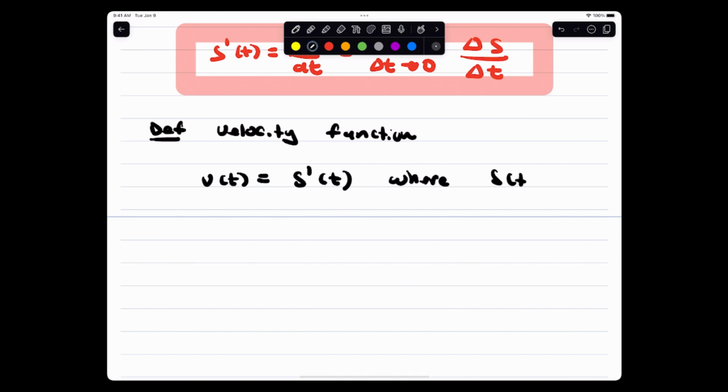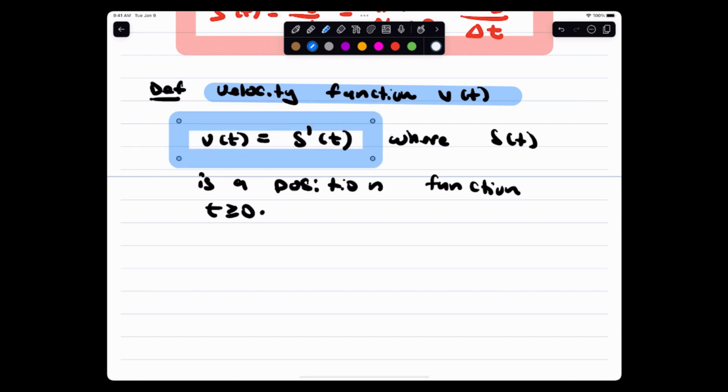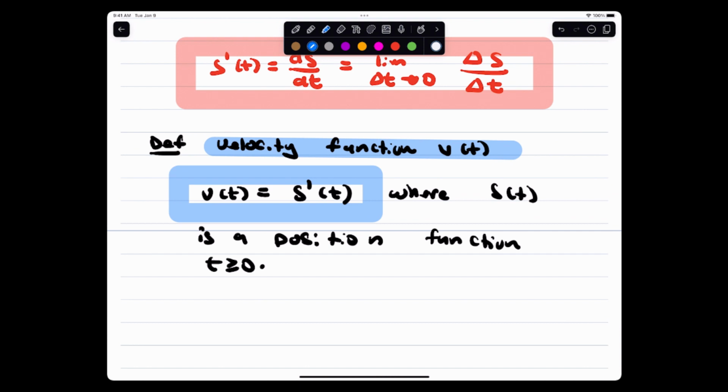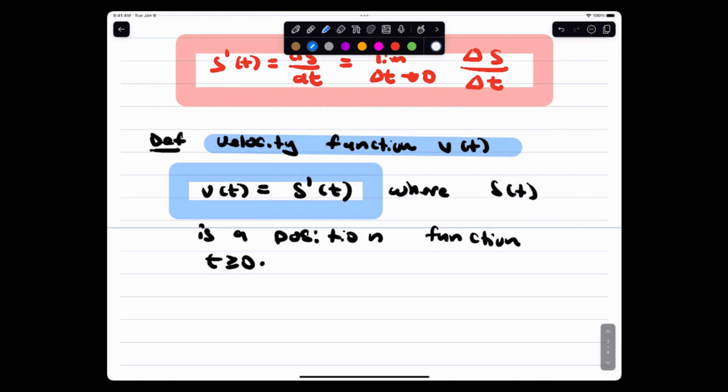where s of t is a what? Position function. And of course, t is always greater than or equal to 0. Okay, so I'm defining for you the velocity function v of t. There it is.